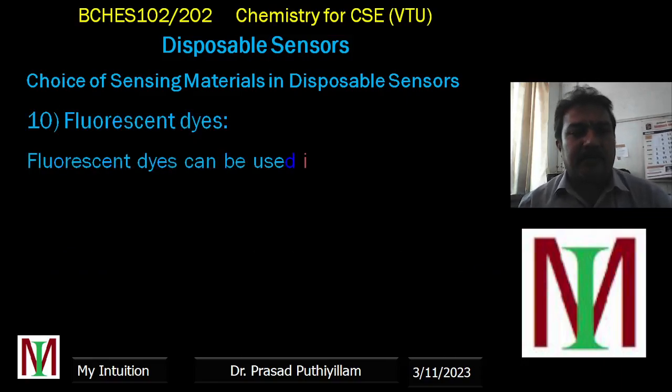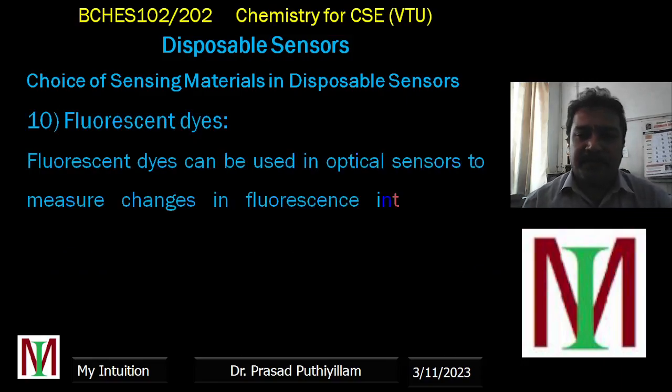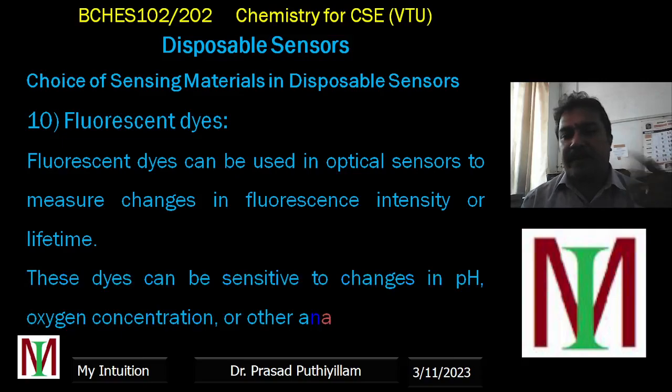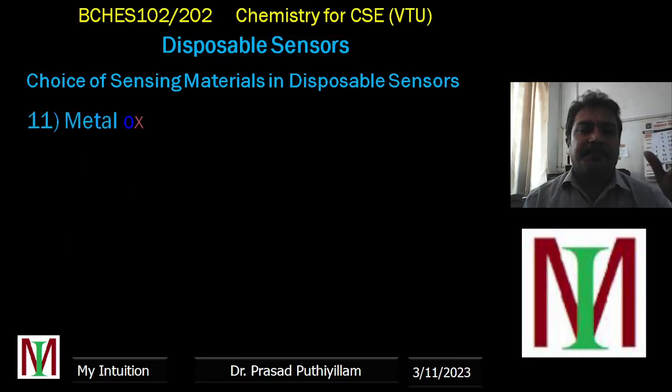Fluorescent dyes are also some of the materials which we are using, used mainly in optical sensors to measure changes in fluorescence intensity or lifetime. These dyes can be sensitive to changes in pH, oxygen concentration, or even other analytes.